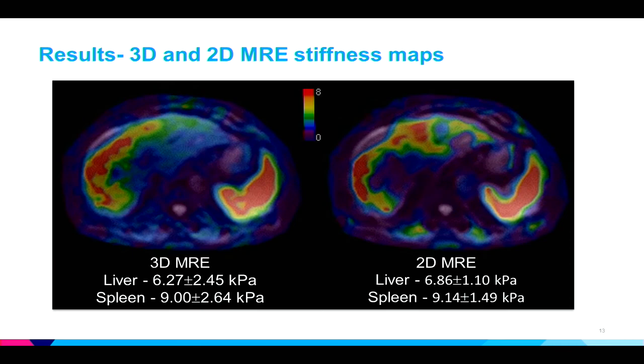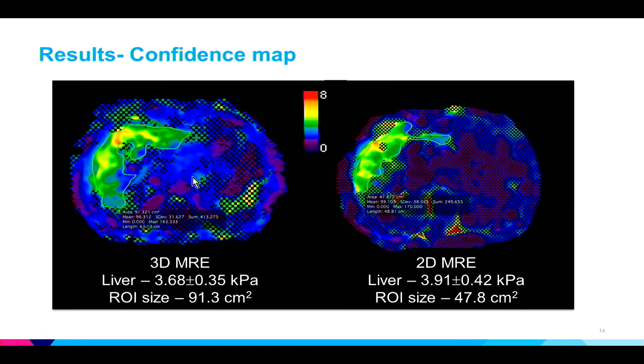We look at the confidence maps. And we'll see 3D MRE here on the left, 2D MRE on the right. And we see the ROI size is vastly improved. So it gives us a more accurate representation of how the stiffness changes over the liver, which is quite important in fibrosis and cirrhosis because the fibrosis is often very diffuse. It's not localized into one area.